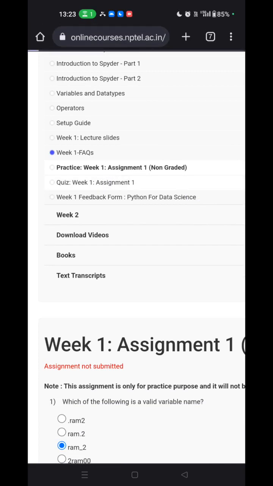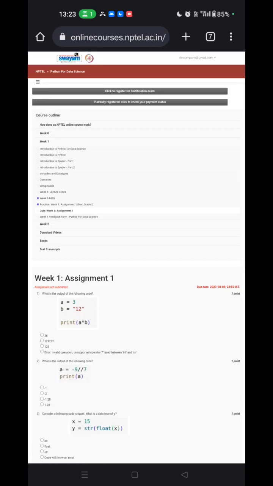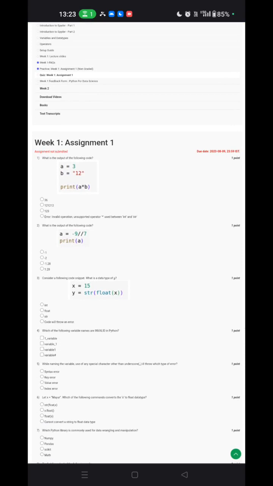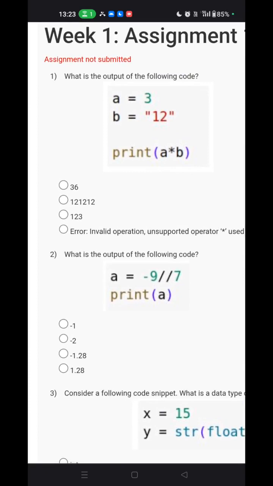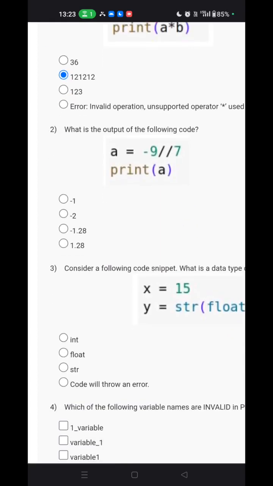Now assignment number 1, quiz number 1. So this also we will send the solution. Okay, so week number 1, the solution will be which of the following. You can write these programs in W3Schools. The first answer is this, minus 9 upon 7. The answer will be minus 2.